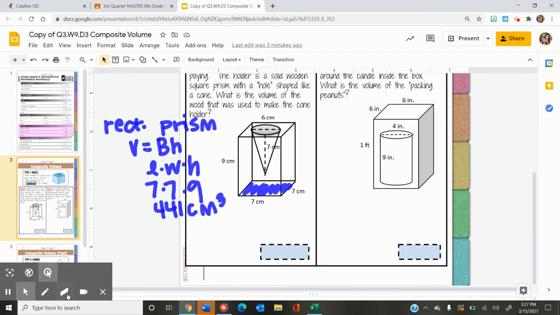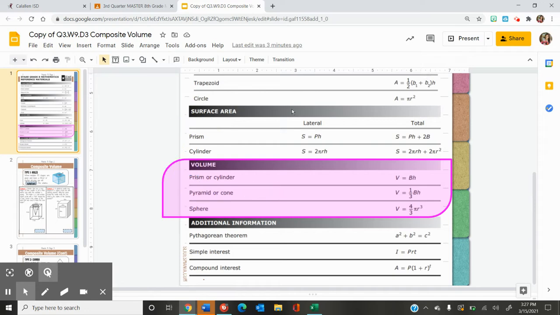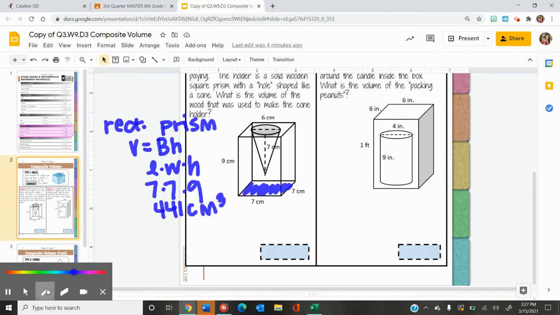Now my next step is to find the volume of that cone. Now the formula for volume of a cone, if I go over to my formula chart, is volume equals 1 over 3 times the area of my base times my height. So I'm going to go ahead and copy that formula down. So this is for the cone, and it's V equals 1 over 3 times the area of my base times the height.